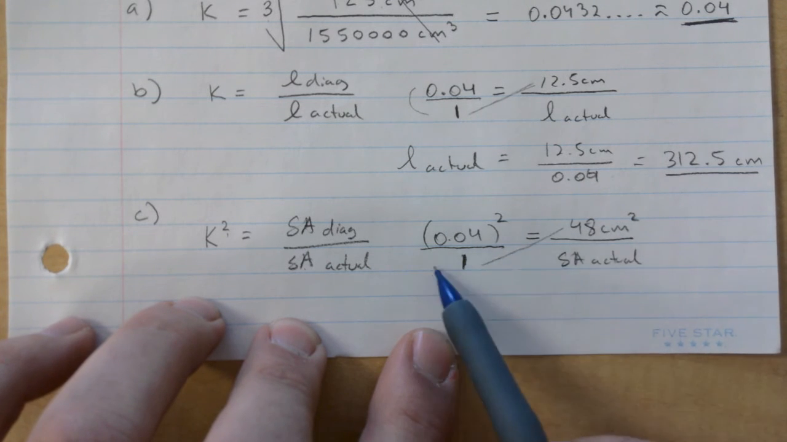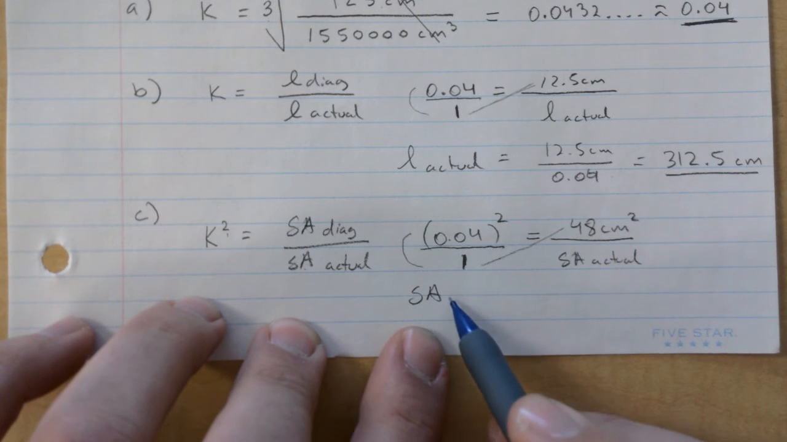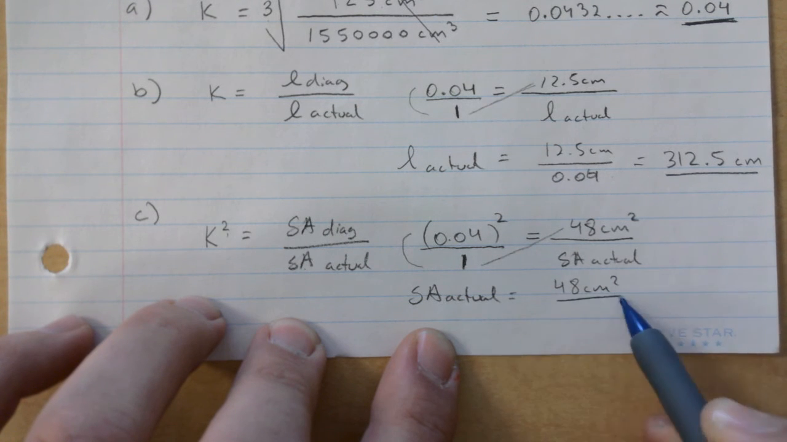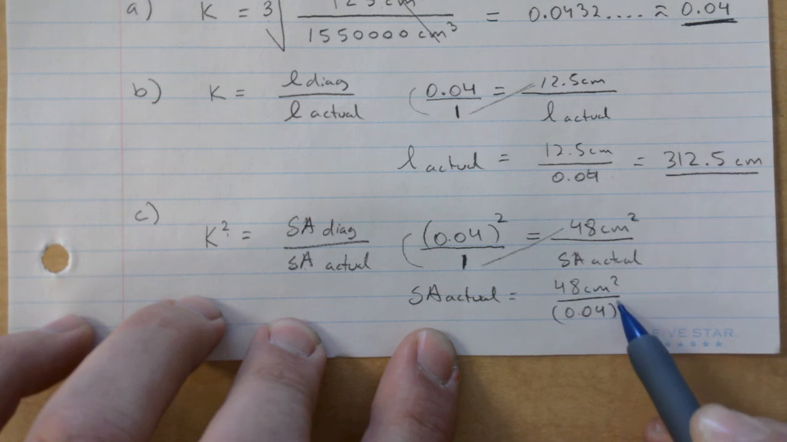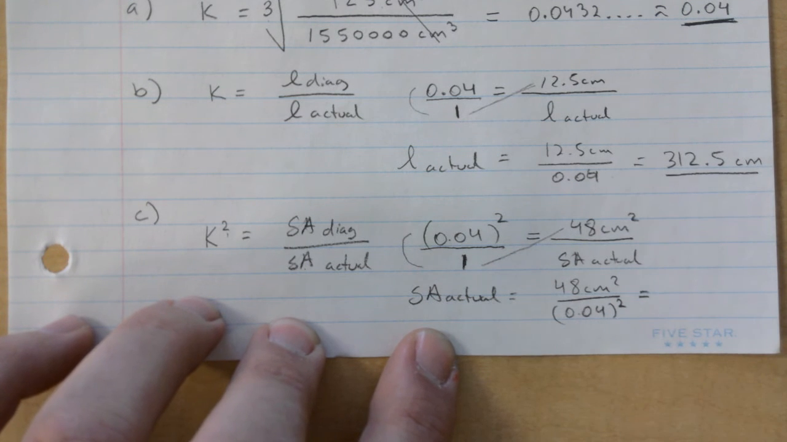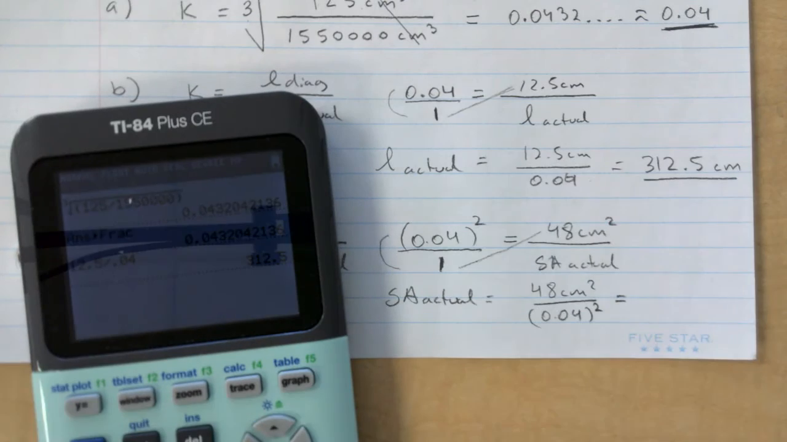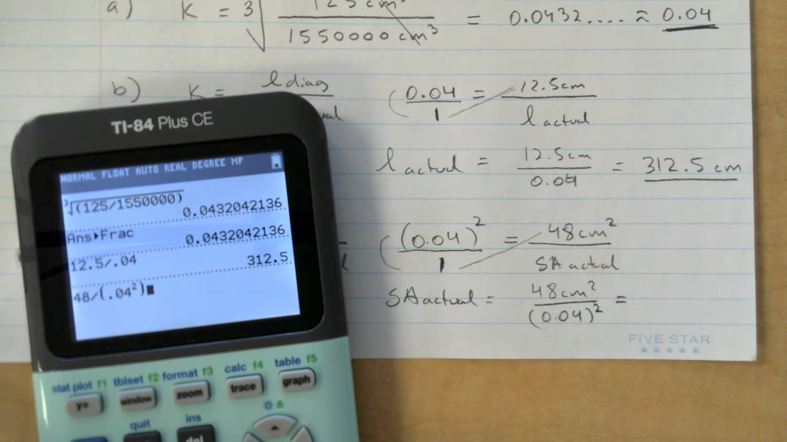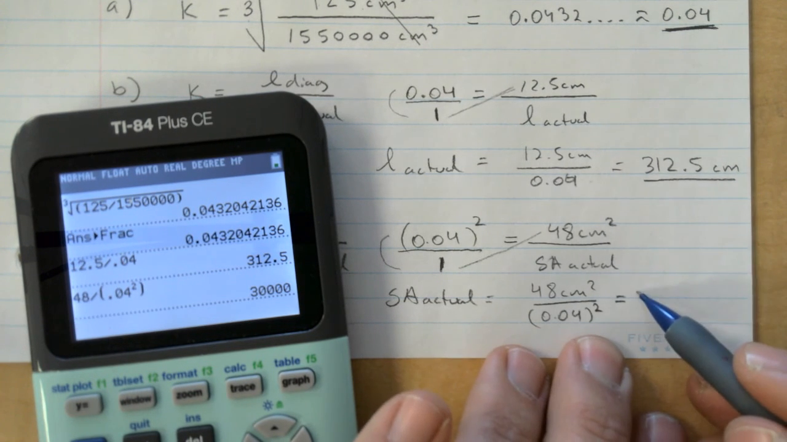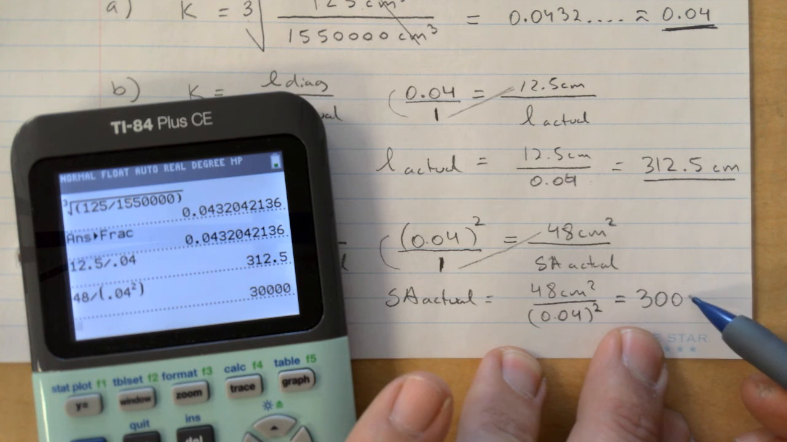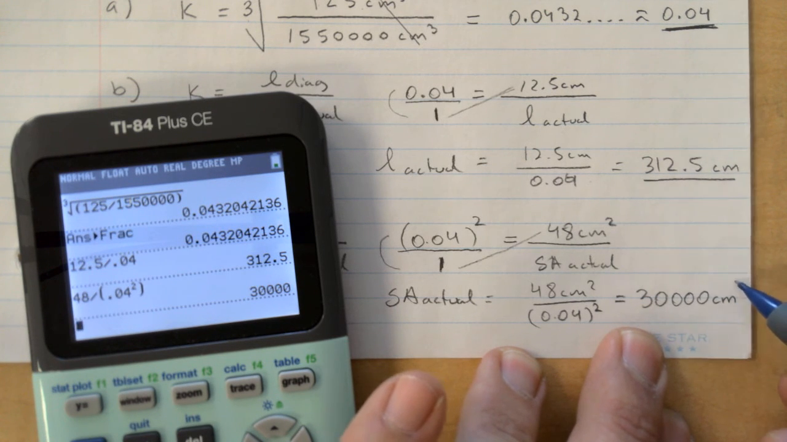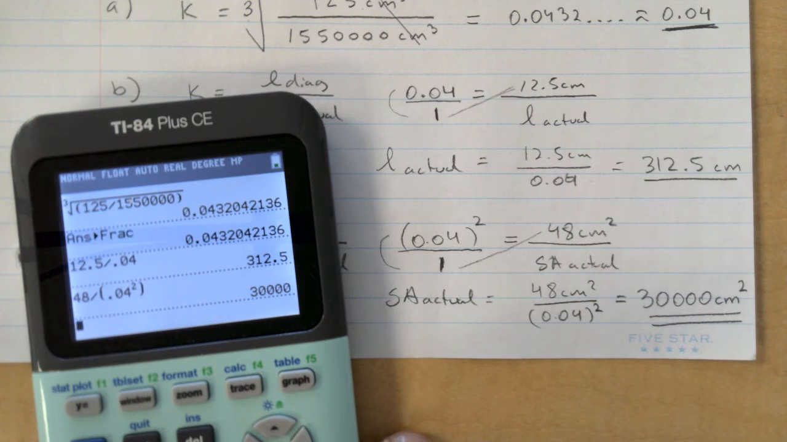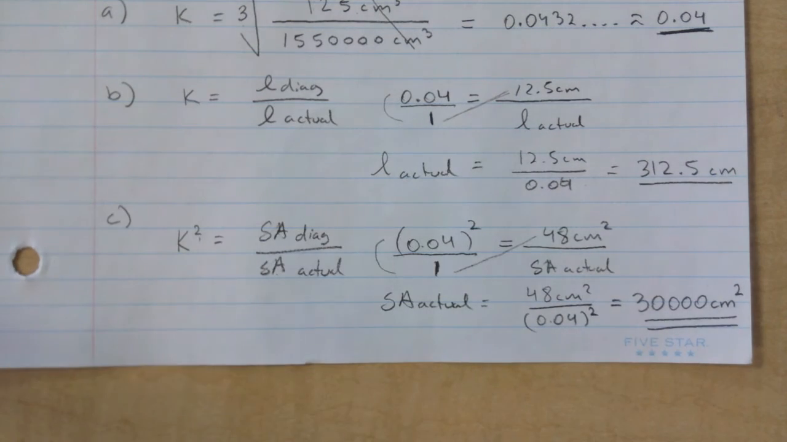Okay, you multiply and then you divide. So surface area of actual is 48 centimeters squared divided by 0.04 squared. Make sure you square it. Okay, so you get 48 divided by 0.04, and we're just going to square it and set the brackets there, and that is 30,000 centimeters squared. And voila, right? You're done.